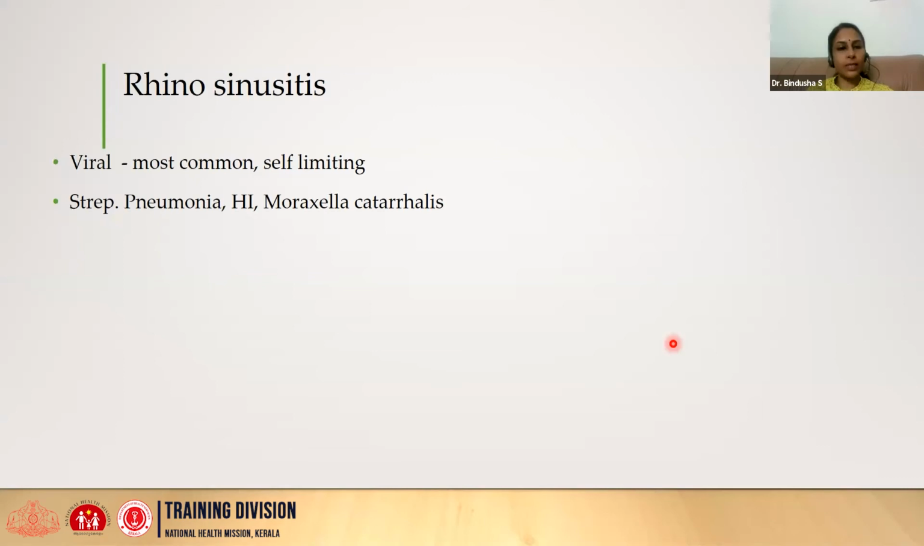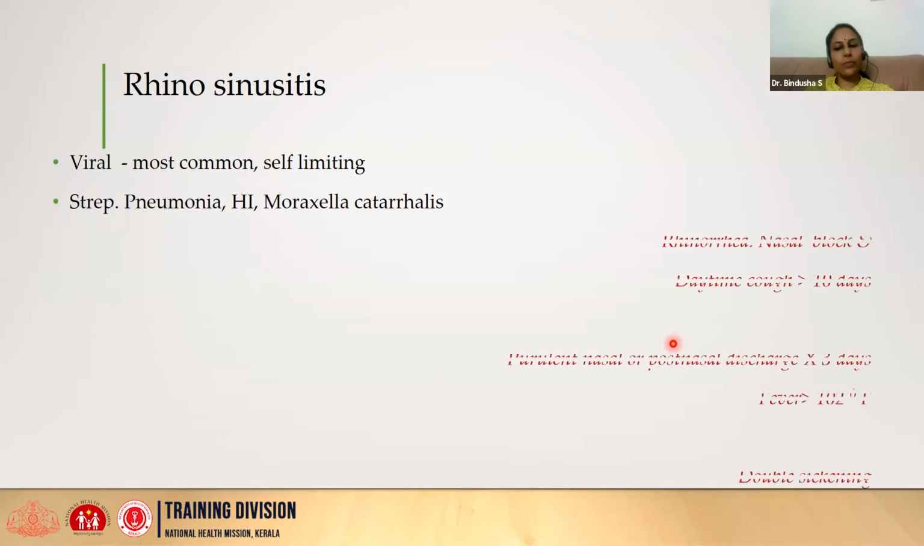Bacterial sinusitis is usually produced by pneumococcus, H. influenzae, or Moraxella catarrhalis. When will you think that this is a bacterial sinusitis? That depends upon these 3 factors. Whenever the sinusitis is prolonged, severe, or if there is double sickening, we think that this is a bacterial sinusitis. What is prolonged? If the patient has symptoms of rhinorrhea, nasal block, and daytime cough, which are the symptoms of sinusitis, lasting for more than 10 days, then we think about a bacterial infection.